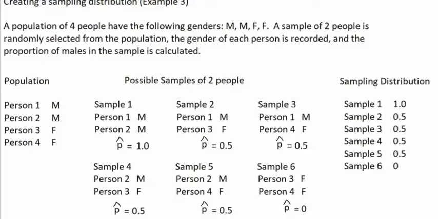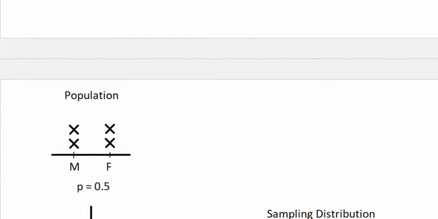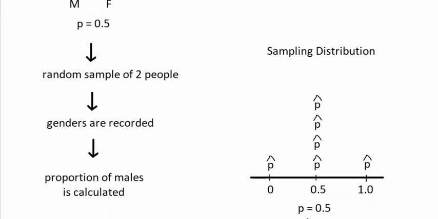Now we can go and make the graph like we did in the other problems. Here, I'm going to plot the 6 answers. So sample 1 was 0. The next 4 samples were all 0.5, and the next sample was 1, 100% male.